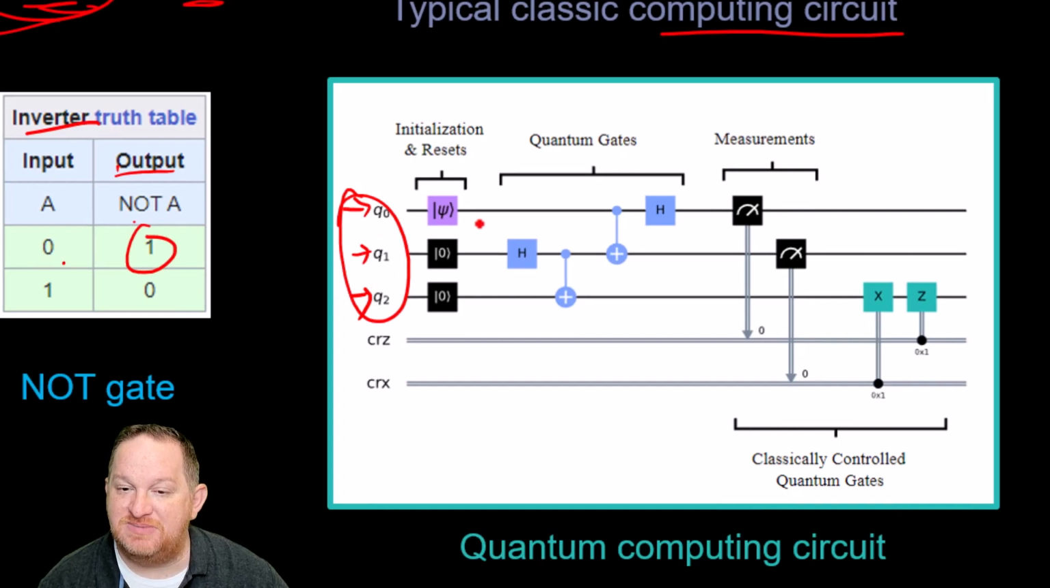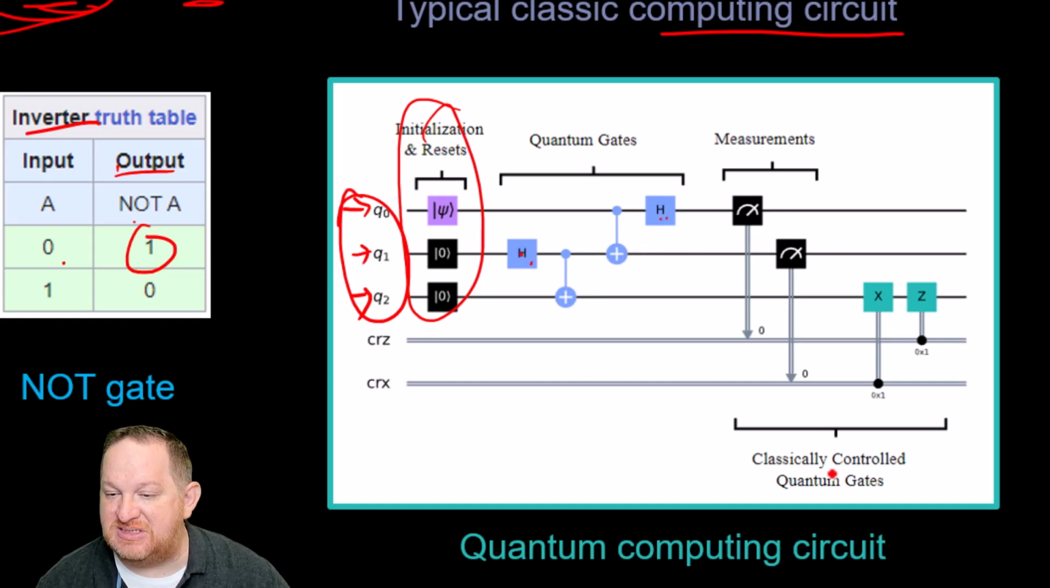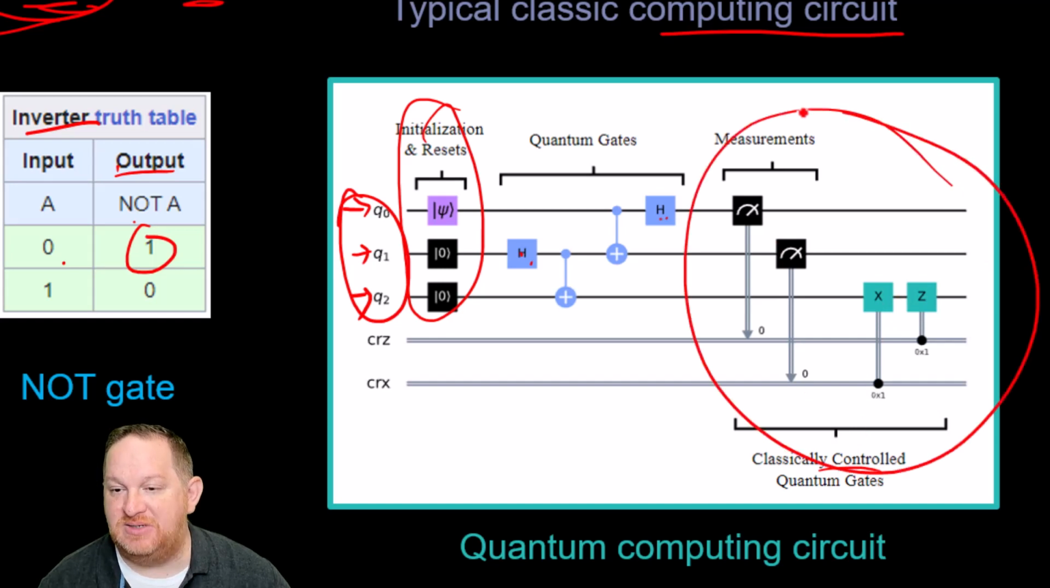Those are the 3 qubits. Then what we got to do is we got to initialize or reset them all. Then we're going to put some gates in that are going to change the state of the qubit. Then we're going to measure that using some either classically controlled or quantum and get some output, okay?